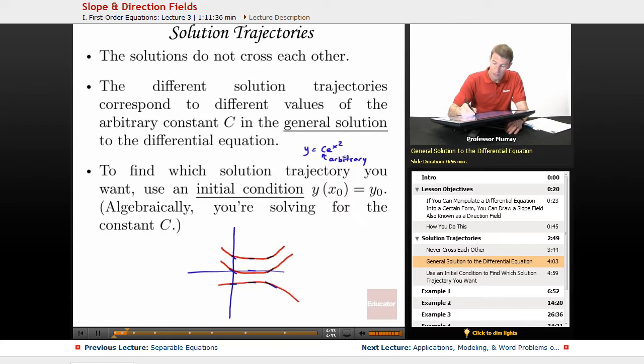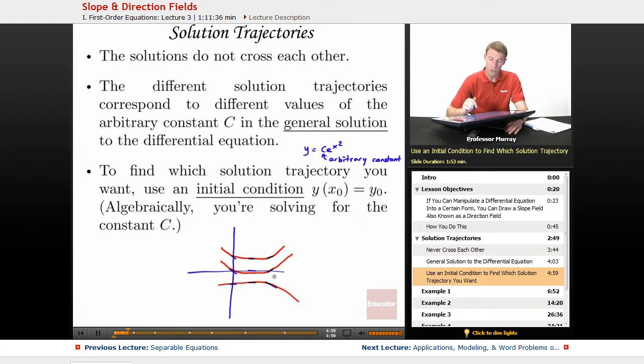We don't know, at least initially, what the value of that constant is. And so if you plug in different values of that constant, you would get different graphs. And those different graphs are these different solution trajectories. So each one of these red curves here is a solution to the differential equation. They just correspond to different values of the arbitrary constant in the general solution.